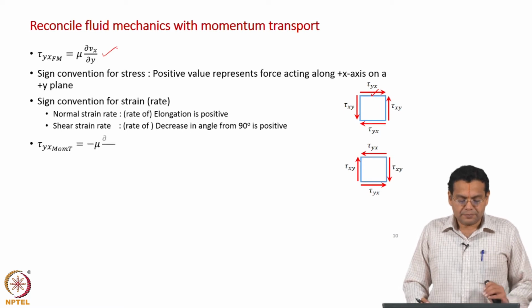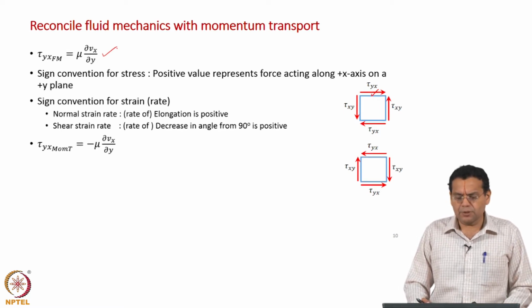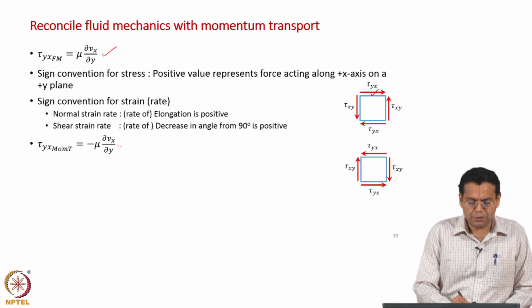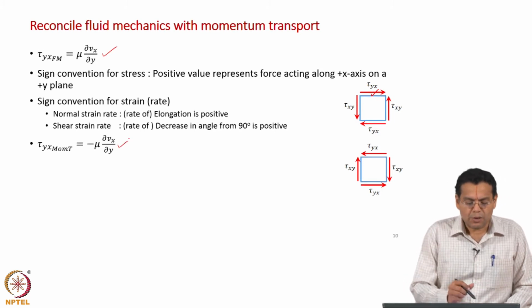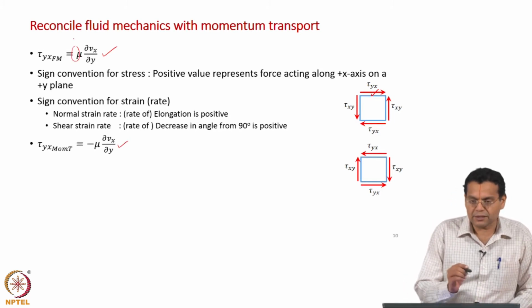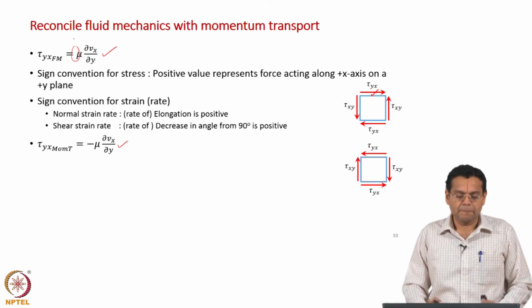Now, tau x momentum transport was given by minus mu dou v x by dou y. How do we introduce the negative sign here? That is a question you have to answer. How do we do that?